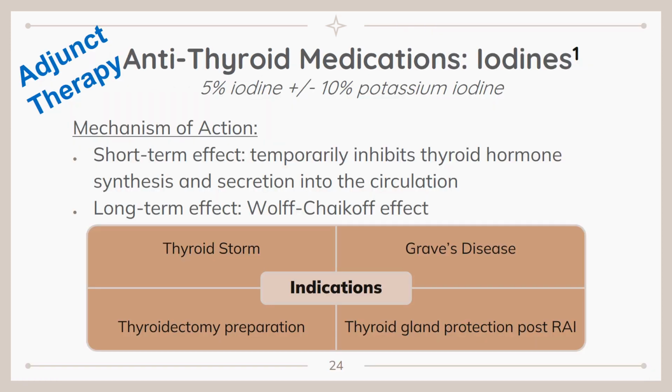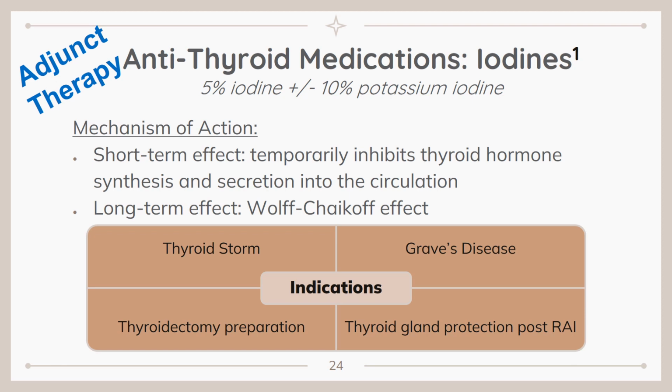Another antithyroid medication class would be the iodines. This includes 5% iodine with or without 10% potassium iodide added into this. It is more so known as an adjunct therapy, so something to be added onto. It is not supposed to be monotherapy. How this works, it has a dual mechanism of action. There's a short-term effect where it temporarily inhibits thyroid hormone synthesis and secretion back into the serum or the circulation of the body.